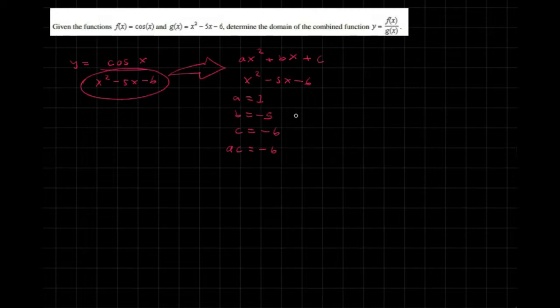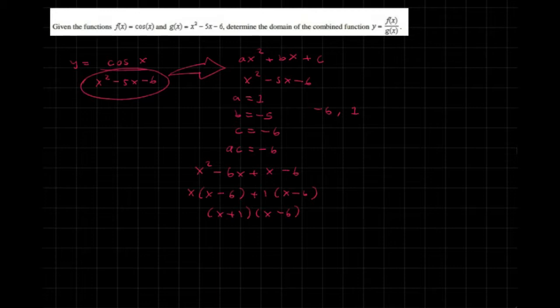So the two numbers I can use are negative 6 and positive 1. In this case, I'm replacing the middle term, so x squared minus 6x plus x minus 6, and if I factor this out, you get x minus 6 times x plus 1 times x minus 6. You get x plus 1 and x minus 6.